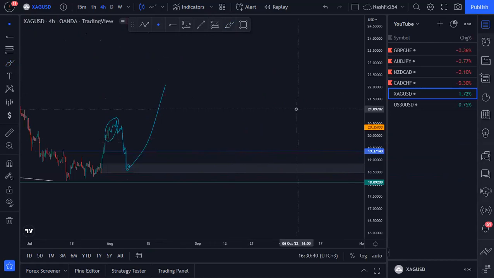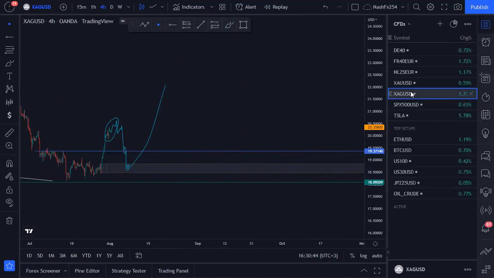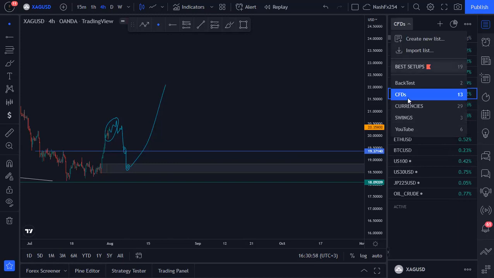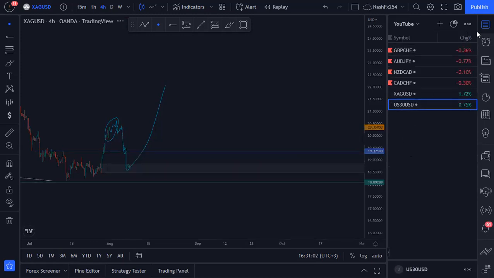Okay, lastly, we have US 30. Man, these indices, I have a lot of indices. Like these are my top setups over here for CFDs. I have Ethereum, Bitcoin, Nasdaq, US 30, Japan 225, and oil. All of these setups I'm looking to trade coming next week. But I'll analyze those ones with some members. So let's just continue with this one.